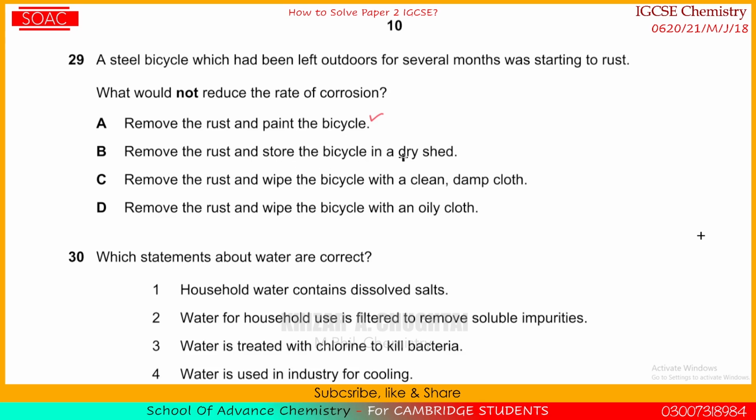Remove the rust and store the bicycle in a dry shed. Once again, this is also a favorable factor to reduce the rate of corrosion. Remove the rust and wipe the bicycle with a clean and damp cloth. Yes, it will not prevent the rusting. And the last one, remove the rust and wipe the bicycle with an oily cloth. Yes, it will also protect. And this option C will not reduce the rate of rusting. So C is the correct option.